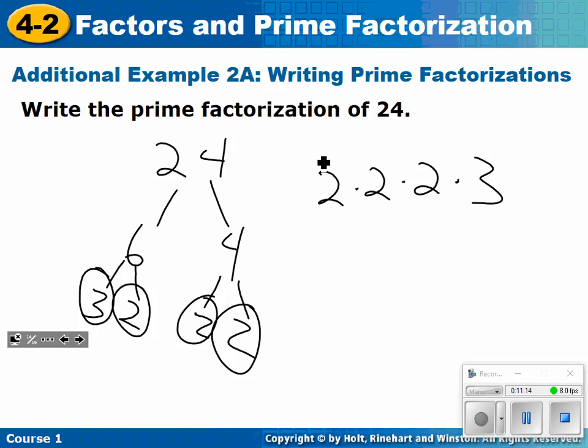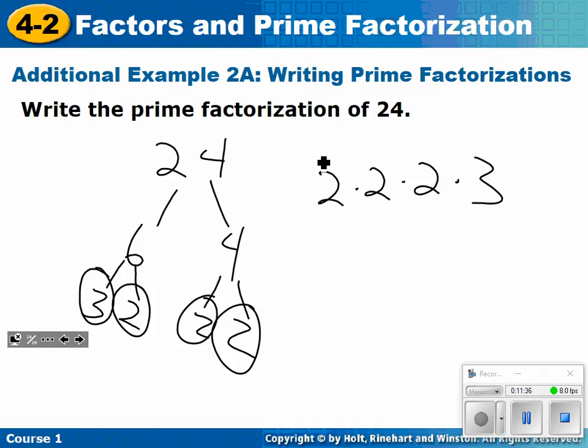2 times 2 is what? Times 2 is? Times 3 is? 24. These are all prime numbers. So every single number there is has a certain set of prime numbers. When multiplied together, they will all equal that number.